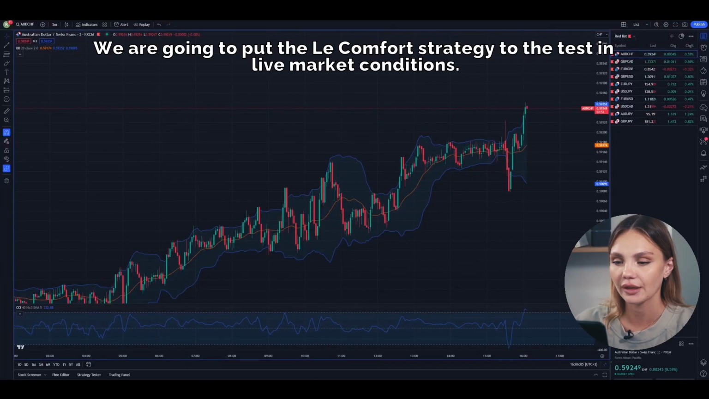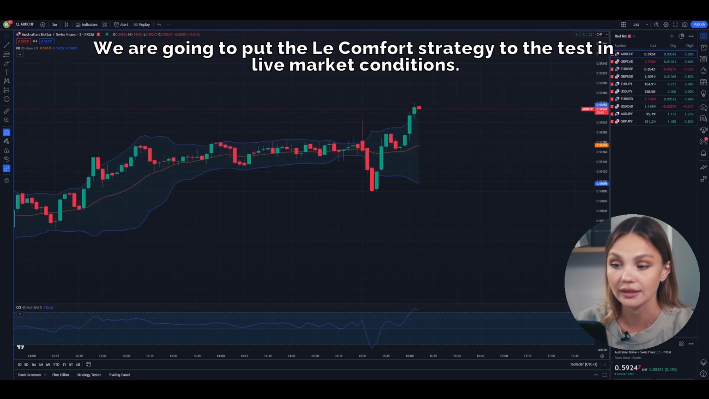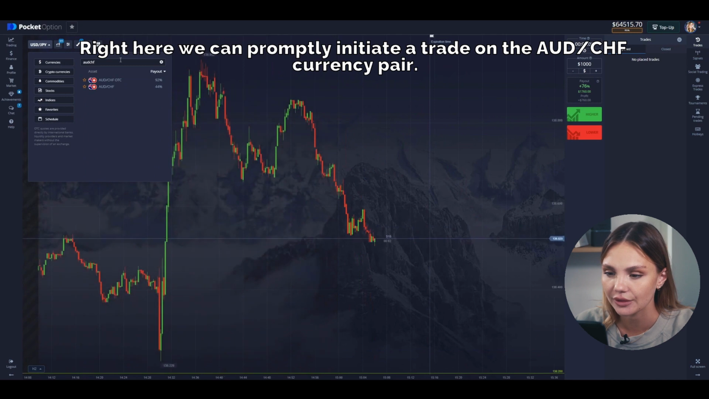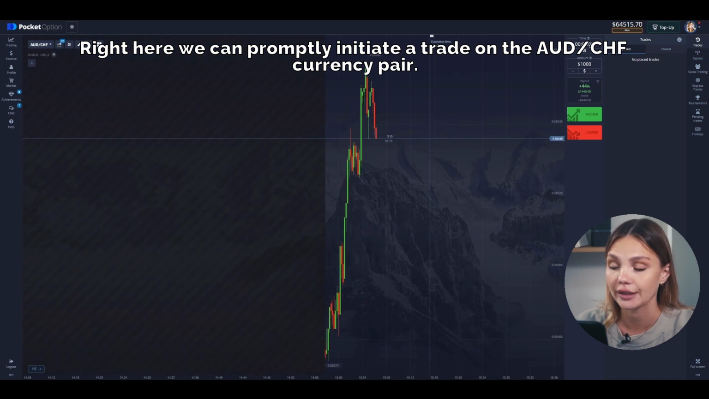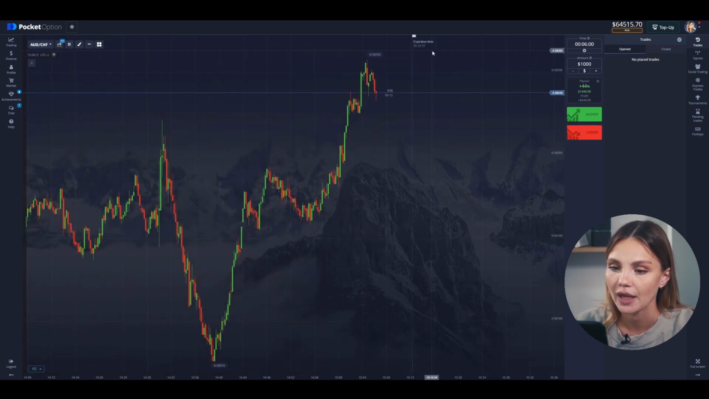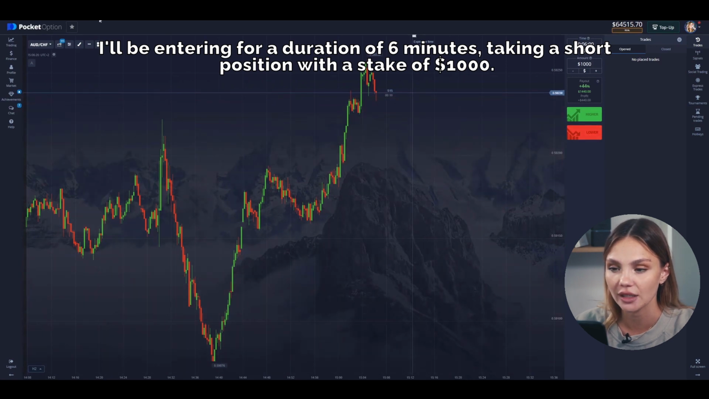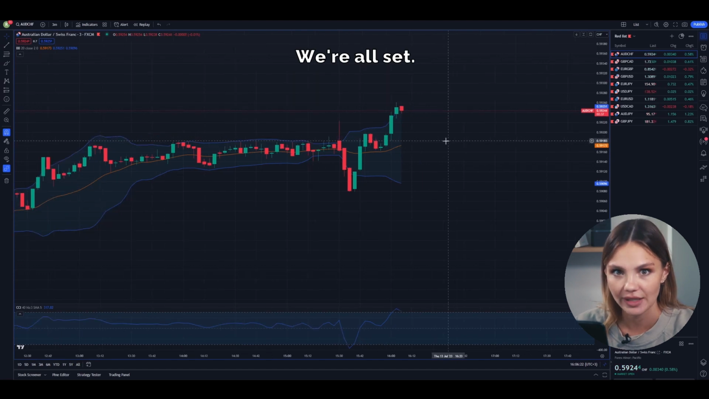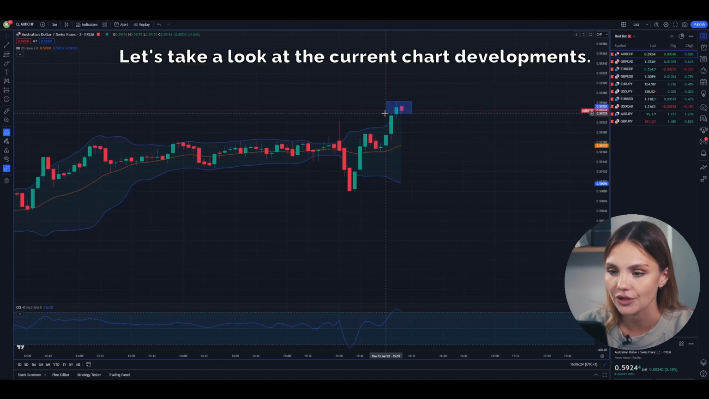We're going to put the le confort strategy to the test in live market conditions. Right here, we can promptly initiate a trade on the Australian dollar and Czech franc currency pair. I'll be entering for a duration of 6 minutes, taking a short position with a stake of $1,000. We're all set. Let's take a look at the current chart developments.